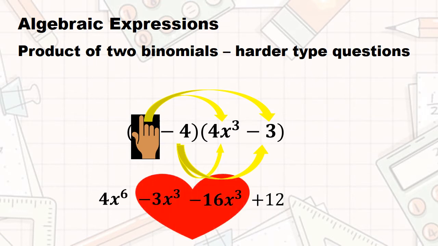Always check that you can simplify it even further. Those two middle terms are like terms. So you're going to say minus 3x to the power 3 minus another 16x to the power 3 is going to give you that finalized answer.